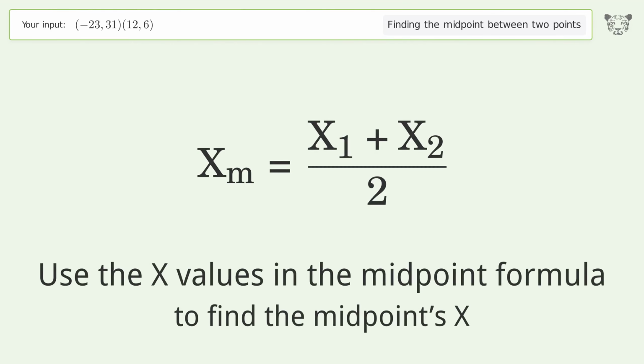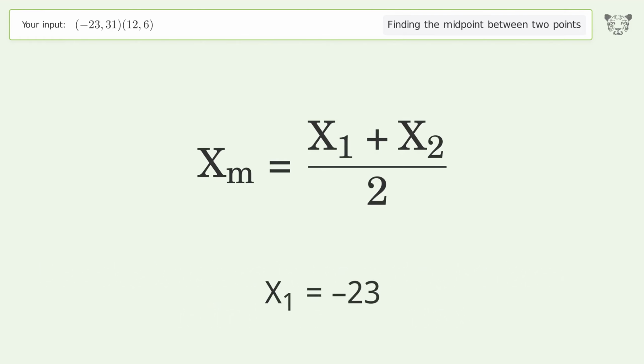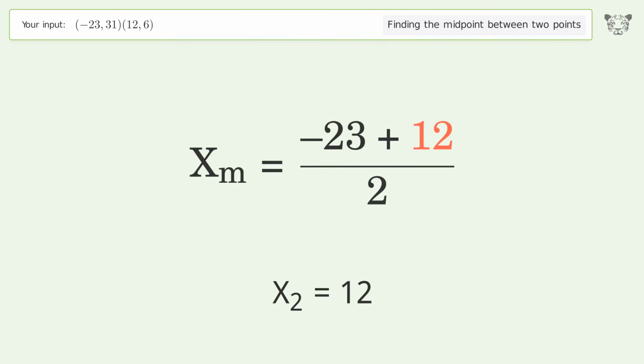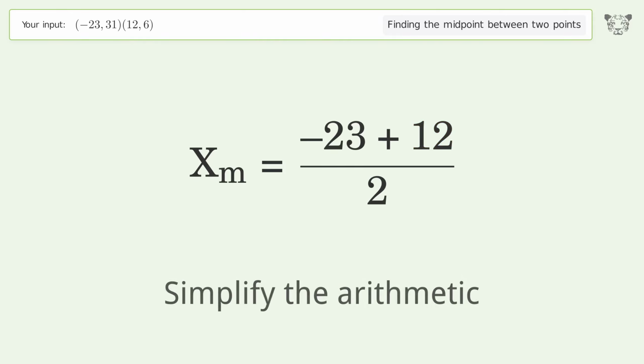Use the x values in the midpoint formula to find the midpoint's x. x1 equals -23. x2 equals 12. Simplify the arithmetic.